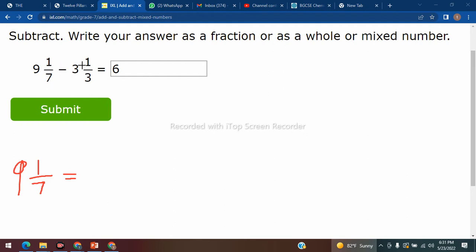They never bring these hard ones like this on BGCSE. When I say hard ones, I mean the ones that involve borrowing. They don't. It just won't be difficult. That's all I can say.